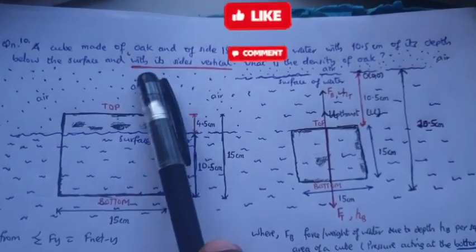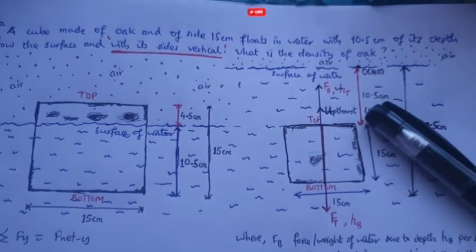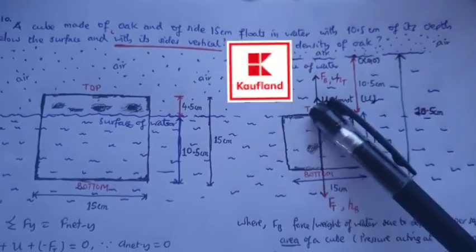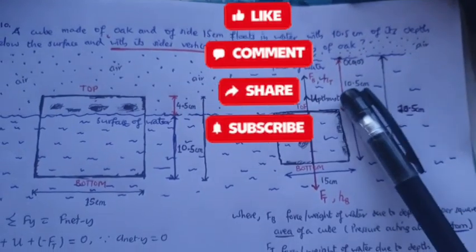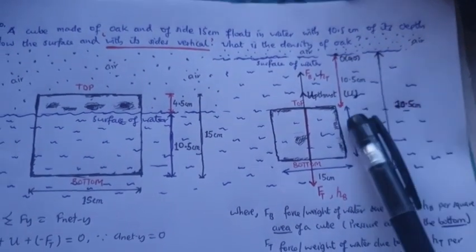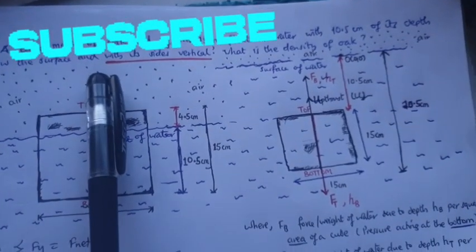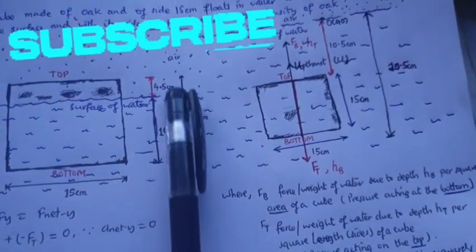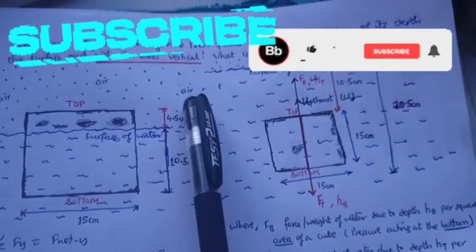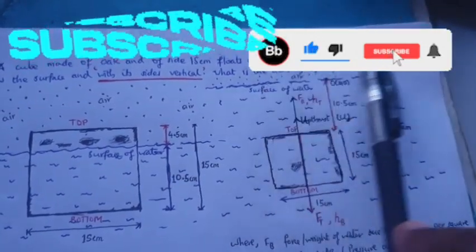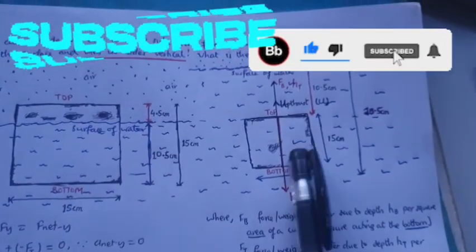Without taking into consideration "with its sides vertical," you may draw the diagram as you can see below. You can take 10.5 centimeters from the surface of the water to the top of the cube, and the total height is 10.5 centimeters and 15 centimeters. This is a very wrong way of understanding the concept. The depth is below the surface and with its sides vertical. The sides are 15 centimeters, the depth is 10.5 centimeters, and the sides and the depths are in the same vertical line.